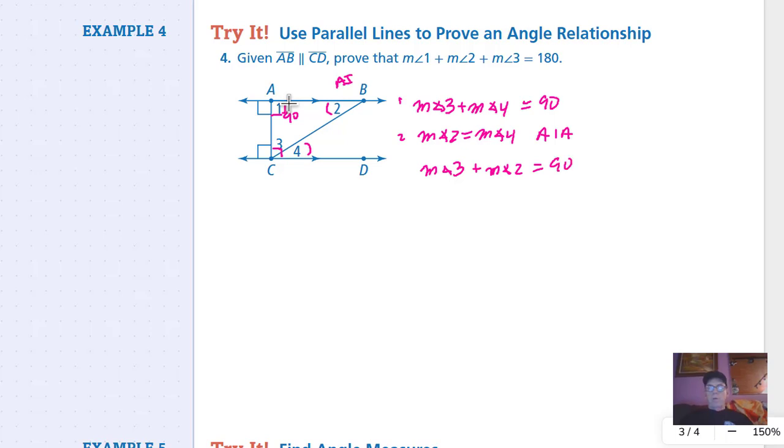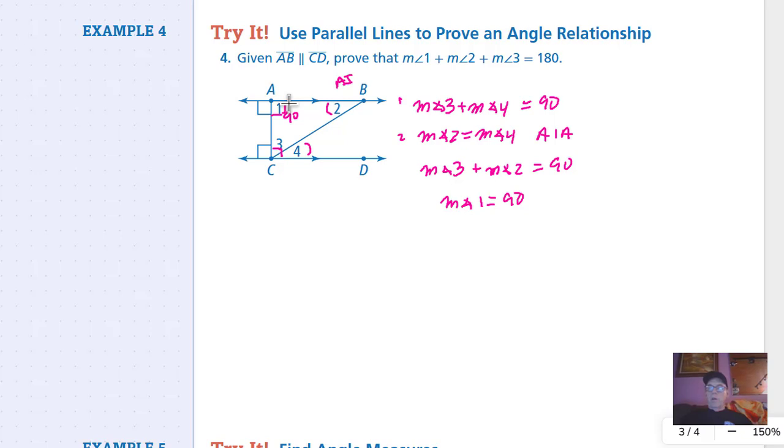And from our original diagram, we also have that the measure of angle 1 is equal to 90 because it's a supplement with this right angle, and it has to be 90 degrees. 180 take away 90 gives us 90.